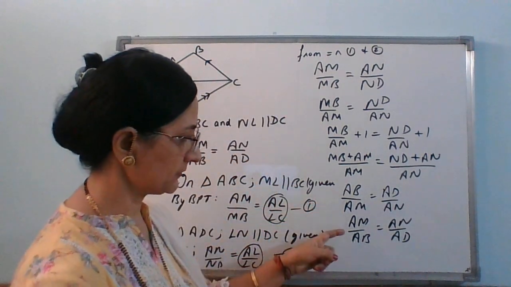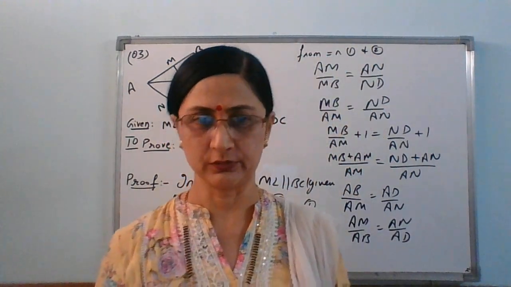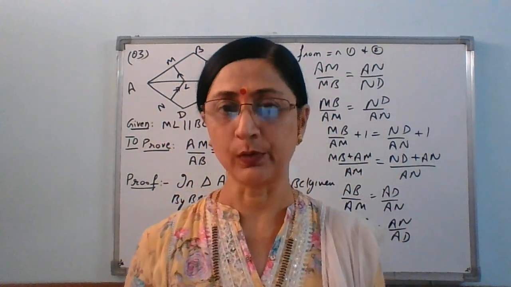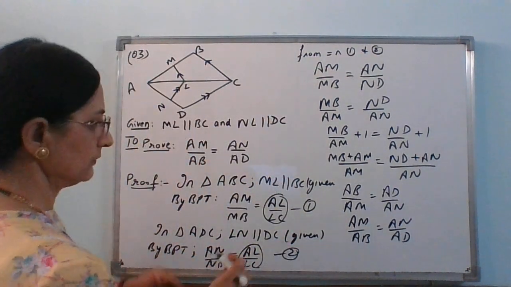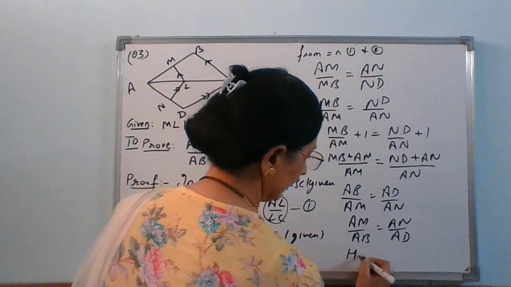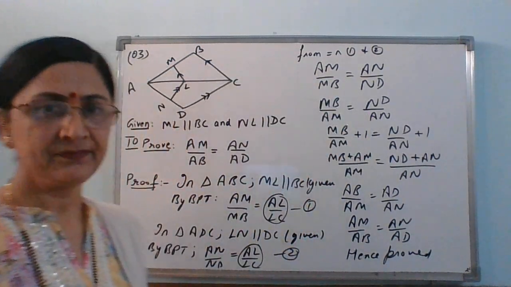We are writing the inverse of this. The operation you are doing on the left side, you have to do on the right side also. If you do the same, then there is no problem in mathematics, right? Equations. So here, hence proved, we have got the same result. Hence proved.